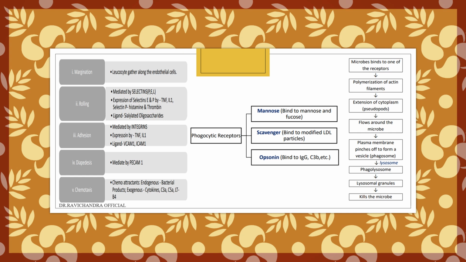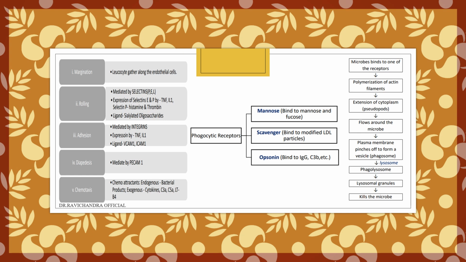Transmigration of the leukocytes or diapedesis is mediated by PECAM1, and the leukocytes move along the chemical gradient, which is called chemotaxis, and the chemicals are called chemoattractants. They can be endogenous or exogenous. Endogenous are released by the leukocytes, cytokines, complements C3a, C5a, leukotriene B4, and exogenous will be bacterial products.